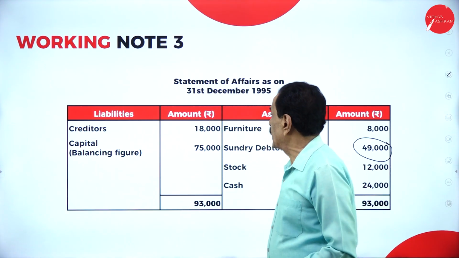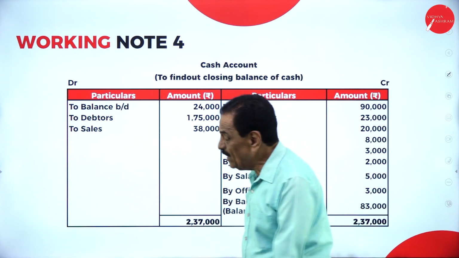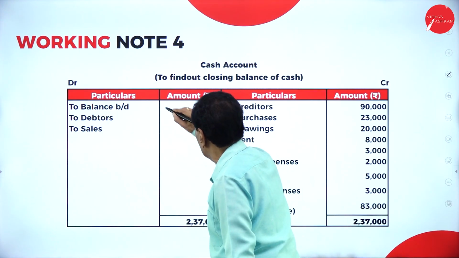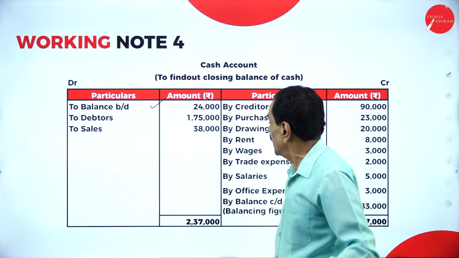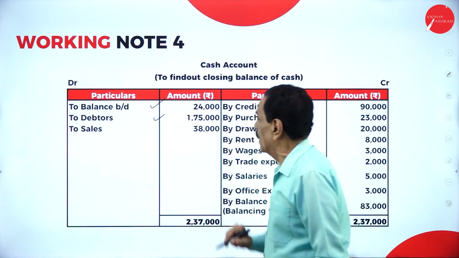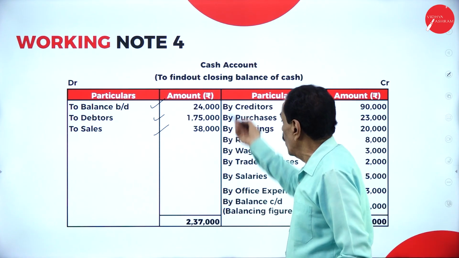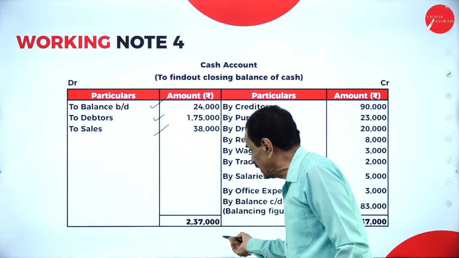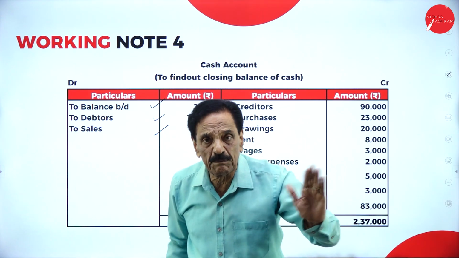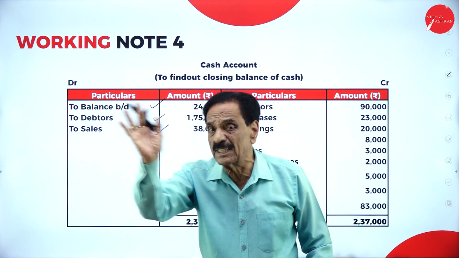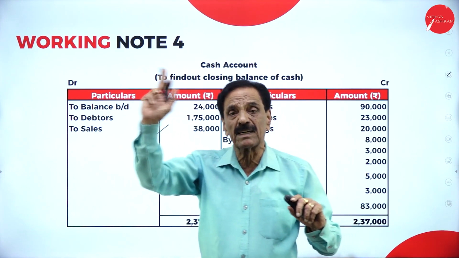Now, we move on to cash account. To find out the closing cash, we started with the opening balance of 24,000. How much received from the debtor? 1,75,000. What's your cash sale? 38,000. So how much money you have got? 2,37,000. So cash account is based on the real account principle: debit what comes in, credit what goes out. What's the principle? Debit what comes in, credit what goes.